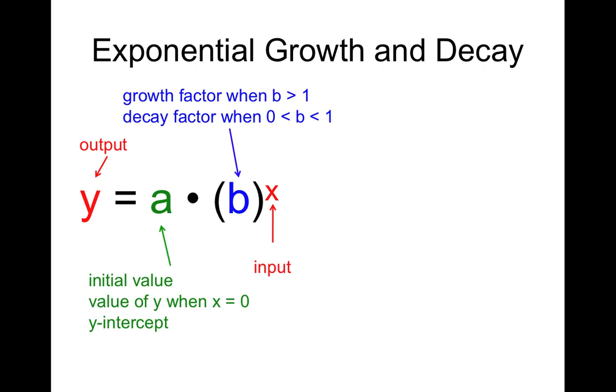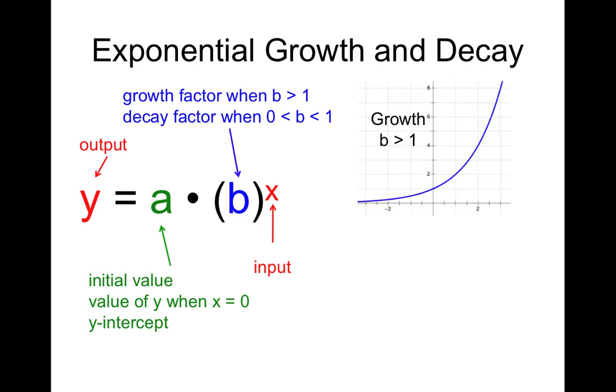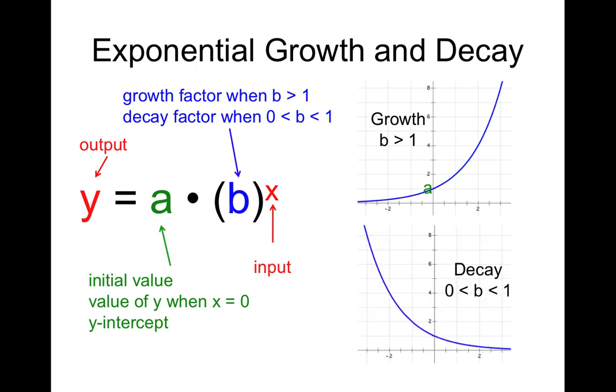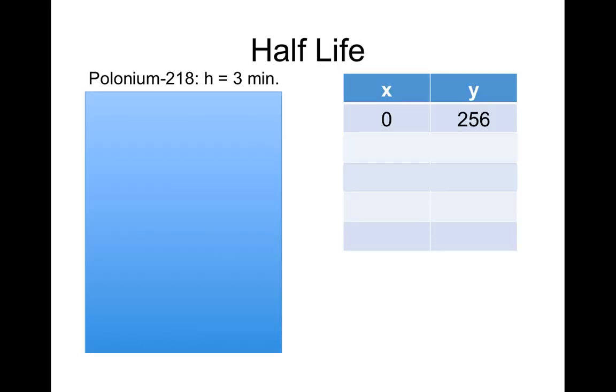If the base of the exponent is in between 0 and 1, maybe a fraction like 1/2 or 1/3, but really any value between 0 and 1, it's called a decay factor. As x gets bigger and bigger, y gets smaller and smaller. The graph of a growth function has this shape anytime b is greater than 1. A is right here, it's the y-intercept. The graph of a decay function will look like this. As x gets bigger, y gets smaller. This happens anytime b is in between 0 and 1, and a is still right here. It's the y-intercept.